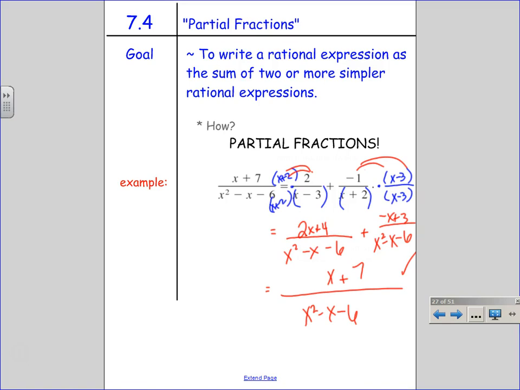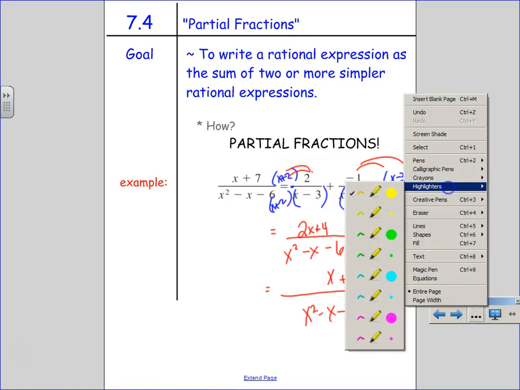But this section isn't about common denominators. This section isn't about going from this side to that side, even though right now this is all we can do. This section is about how to go backwards.